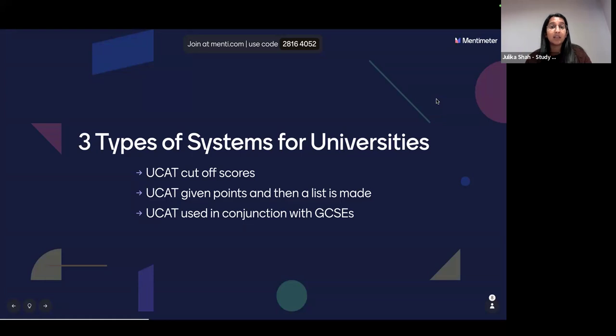So just be aware that there are cutoff scores, and for some universities that is true, but in others it might just give you points and then they might give you a waiting list created by that, which is what point two says. And in some cases they might look at the UCAT in collaboration with your grades. So they might put those two together, assign you a score for each, and then rank you. So there are different ways and different things that universities will do.